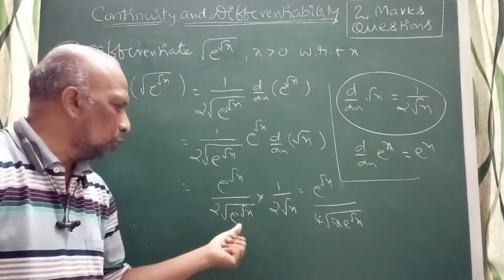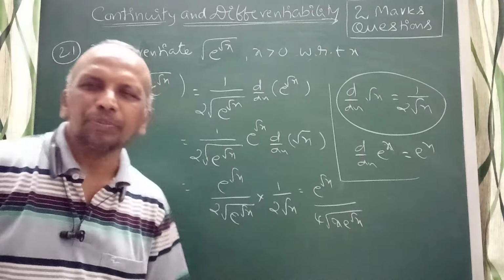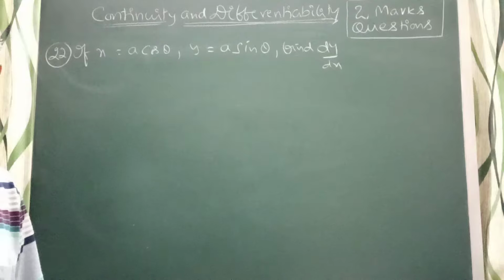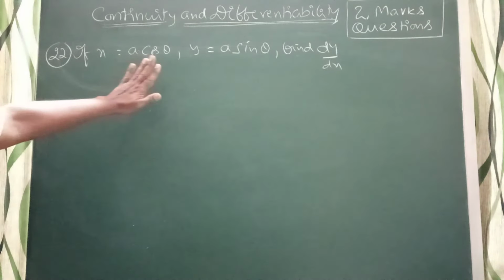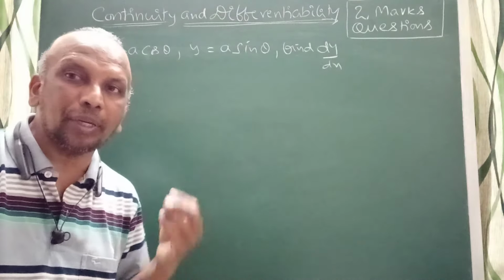X inside because root x e power root x, or you can leave it like this, no problem. Now we'll explain the next one. See in this problem, given x equal to a cos theta, y equal to a sin theta, find dy by dx. These two are the parametric equations.